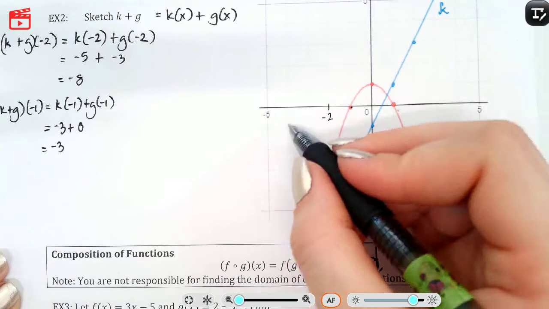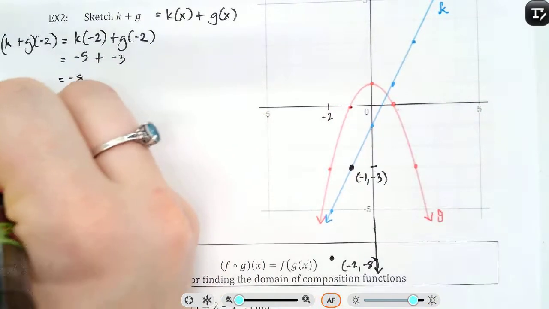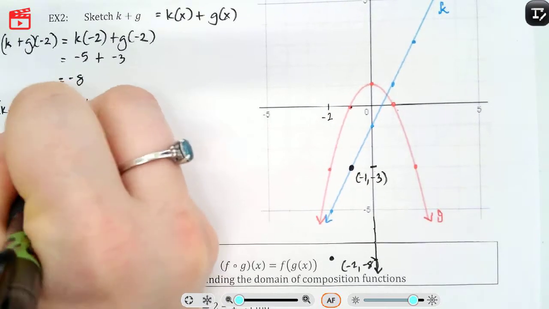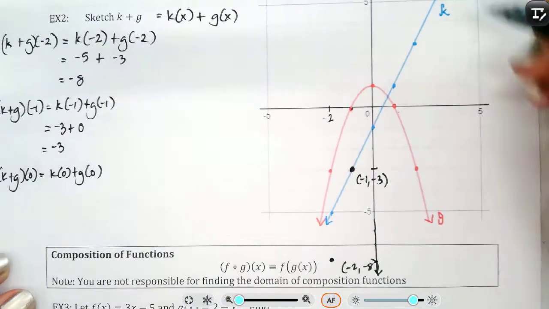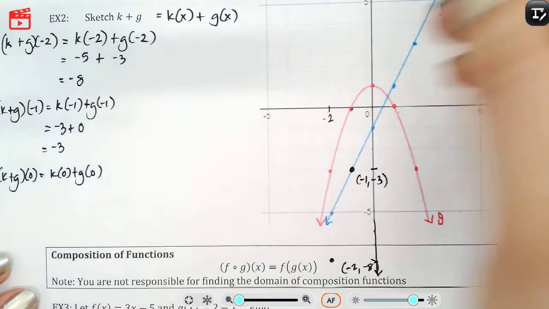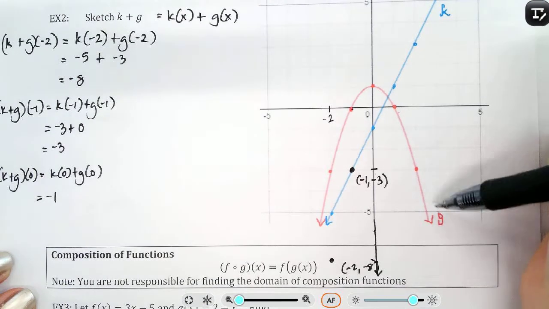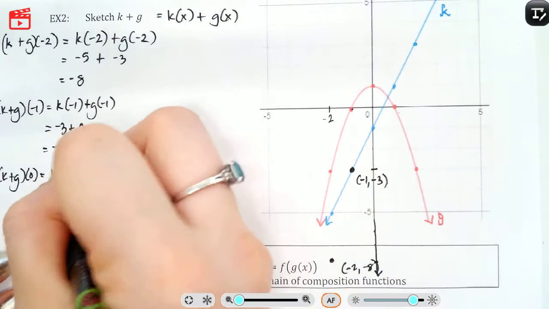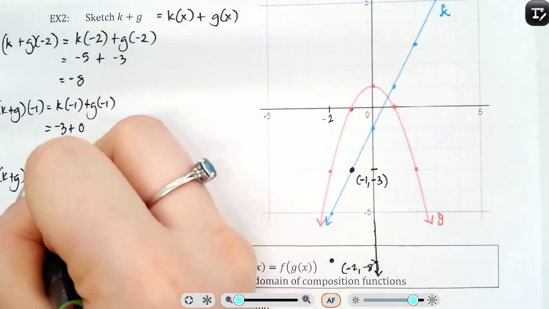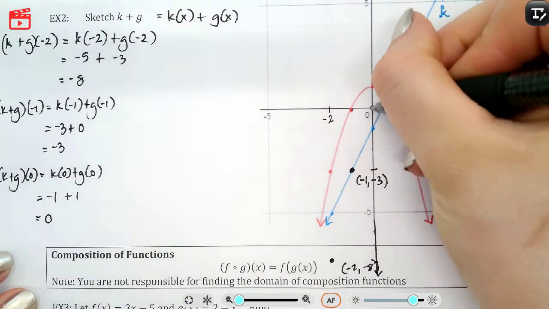Let's do the next one. So the next value we have is x of 0. So k of 0 plus g of 0. Well, k of 0 is -1. G of 0 is right there, +1. So -1 plus +1 is going to be 0. So I get the answer 0, 0.